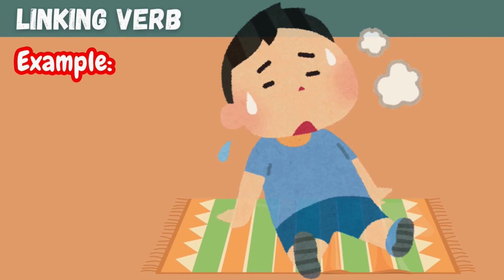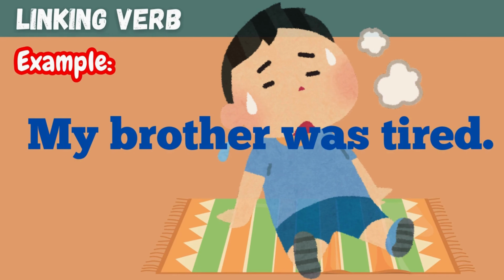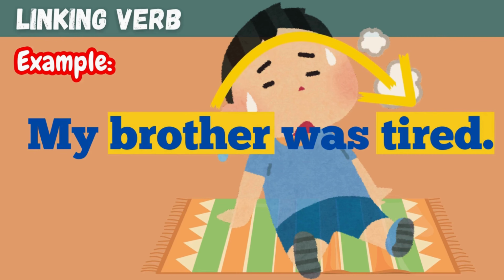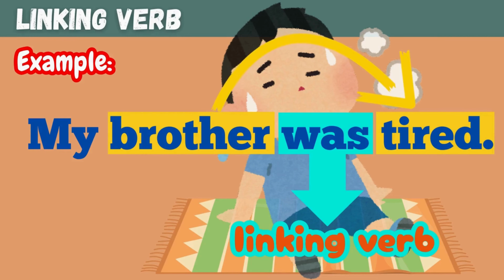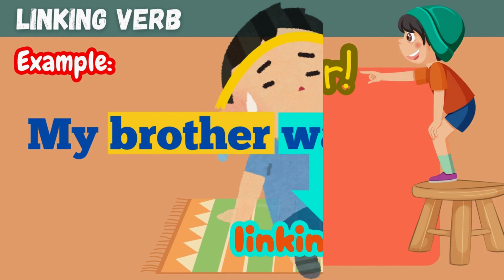Here's another example. My brother was tired. What is the linking verb? Good. The linking verb is was. Was links brother to tired. It tells us how he felt in the past. Was your brother tired last night too? This verb was tells us something about his condition, not an action, just a state of being.